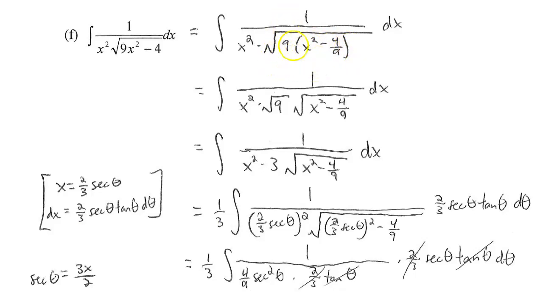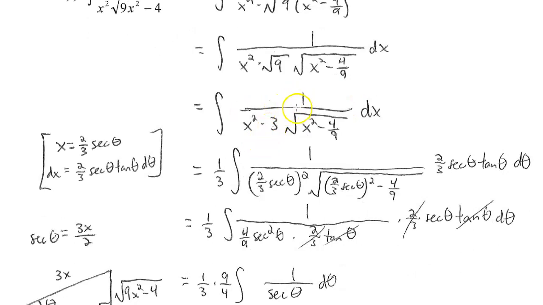And then we can write the square root of a product as the product of the square roots. So this is the square root of 9 times the square root of this. And the square root of 9, of course, is just 3. But now notice we have a square root of x squared minus an a squared. In this case, our a would be 2/3, the square root of this thing, which is 2/3.